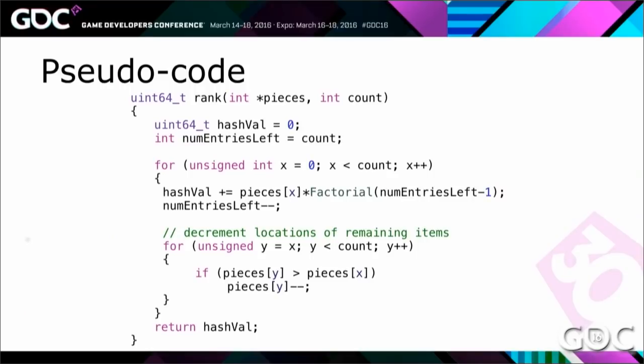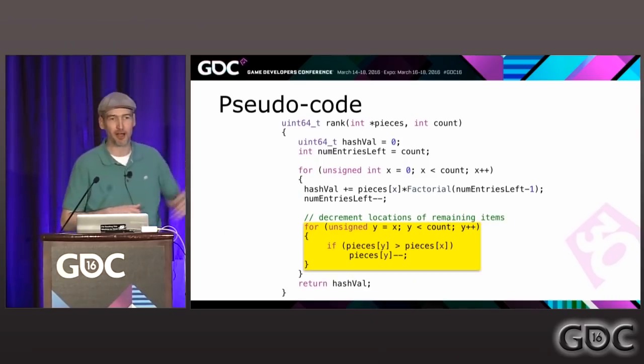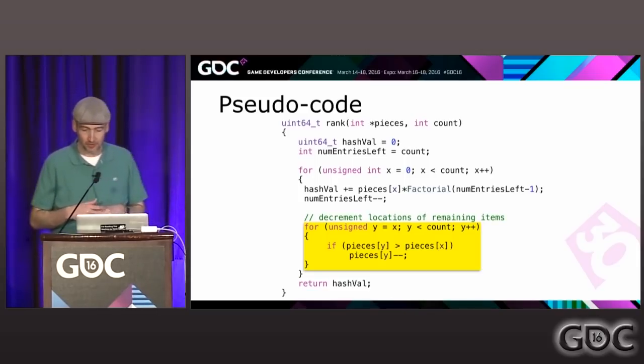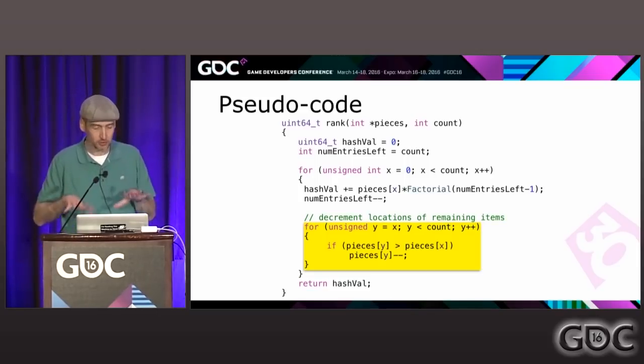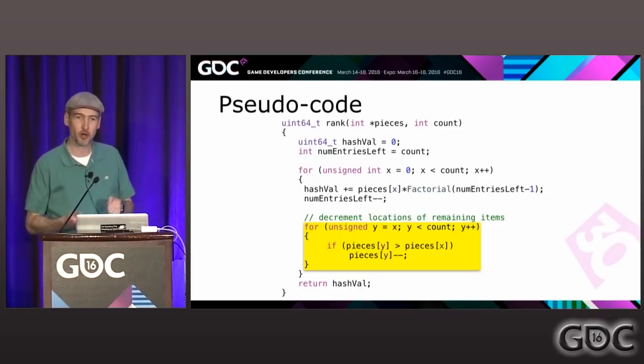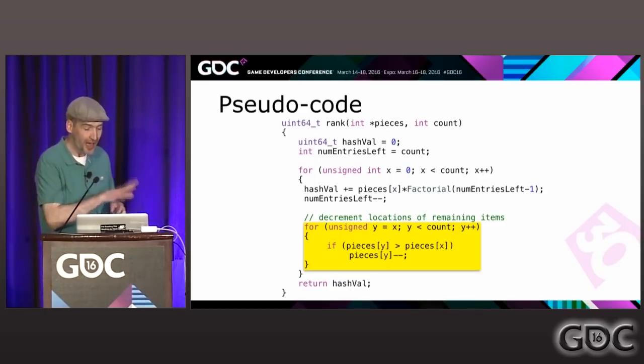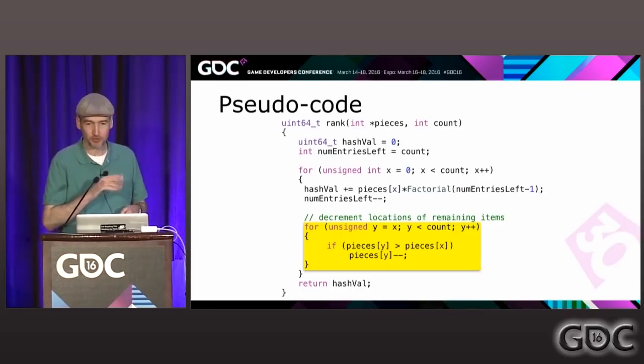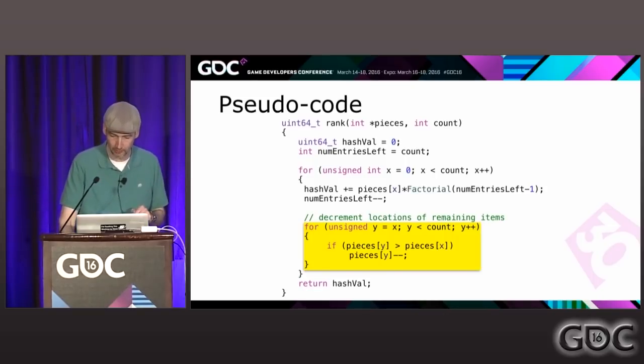The pseudocode is relatively easy. I start out with a hash value of 0. I take my first piece, and I multiply it by the factorial of the number of entries that are left. And then I have to do this mixed radix conversion. And the problem here is that this loop makes this entire process run in n squared time. And so we're going to continue looking at that, because that gives us an intuition for what's going on. But then I'll show you a really cool algorithm, or at least I'm going to show you half of a really cool algorithm that allows us to do this in linear time with some trade-offs.